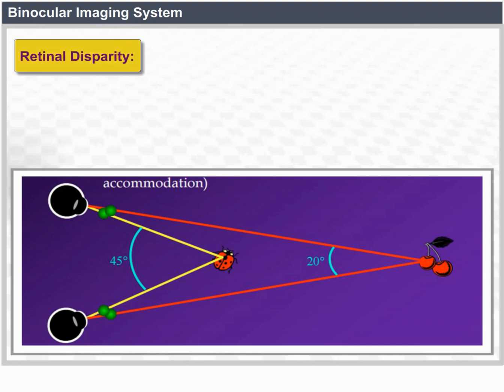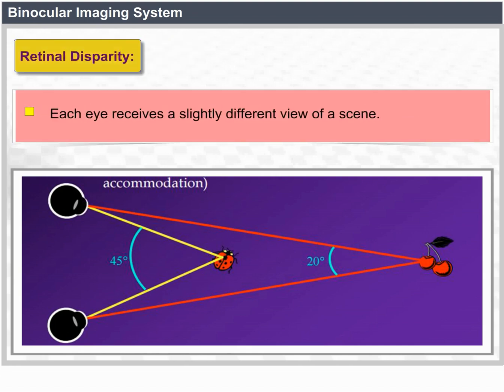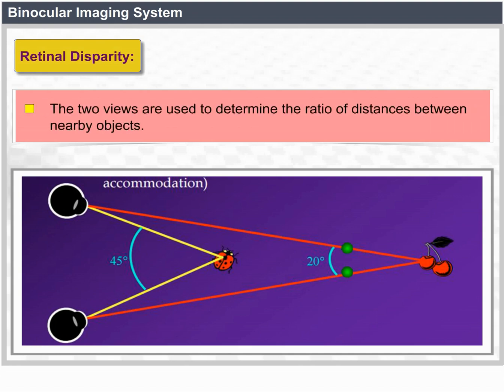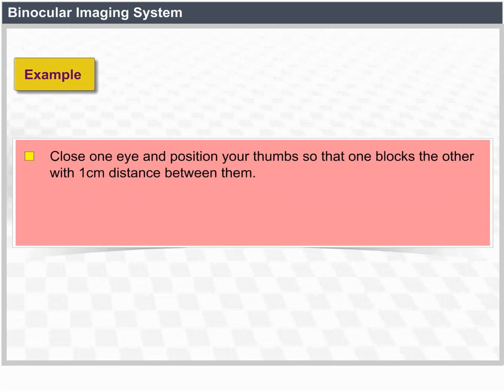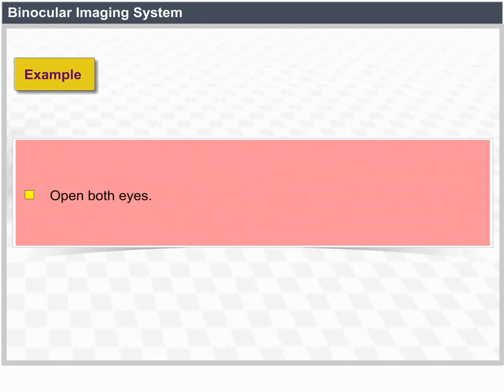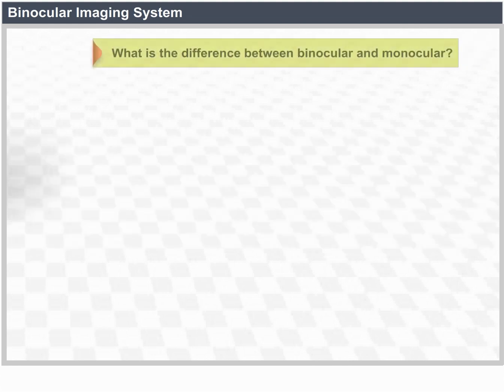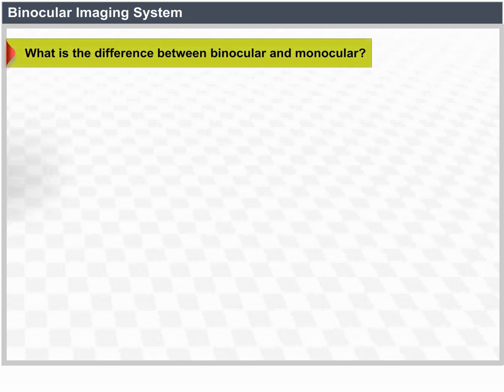Retinal disparity. Each eye receives a slightly different view of a scene. The two views are used to determine the ratio of distances between nearby objects. For example, close one eye and position your thumbs so that one blocks the other, with 1 centimeter distance between them. Switch to your other viewing eye. Open both eyes. What is the difference between binocular and monocular?